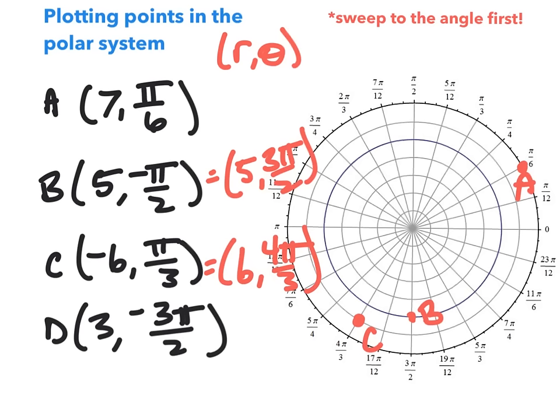Alright. This last one, D, you try to plot this point, and then we'll compare our answers. Alright, hopefully you're right here on pi over 2, because from this positive x-axis, we swung around negative 3 pi over 2, and then counted out positive 3 in that direction.